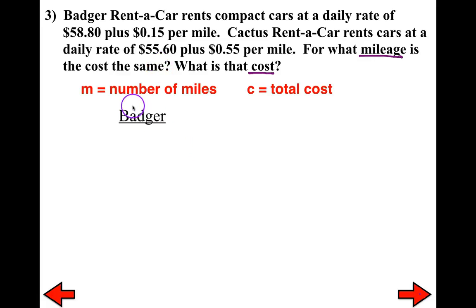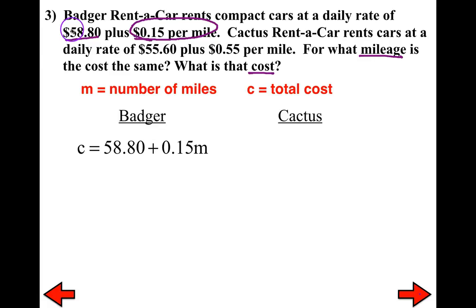So the two companies are Badger's Rent-A-Car and Cactus Rent-A-Car. For Badger, they're charging $58.80 plus 15 cents per mile. So this here is definitely my coefficient because it's for every mile. And this is going to be my constant because that's not going to change in this case because we're looking at a day. So the cost, which is C, is going to be equal to the constant, which is 58.80, plus the coefficient, which is going to be the 15 cents per mile.